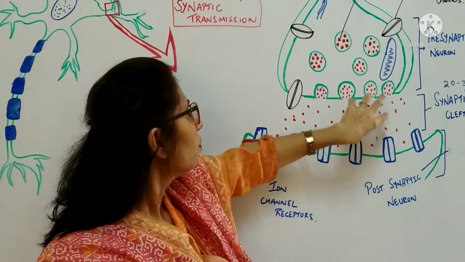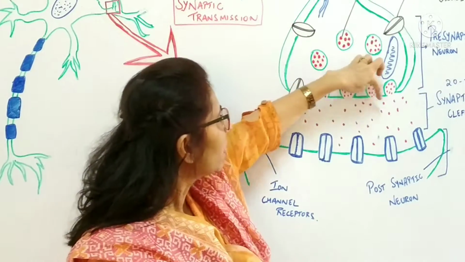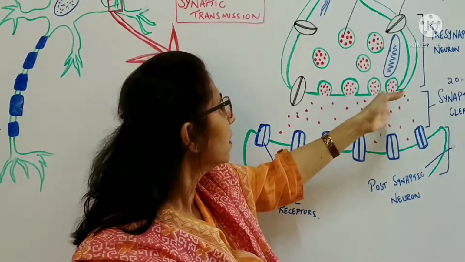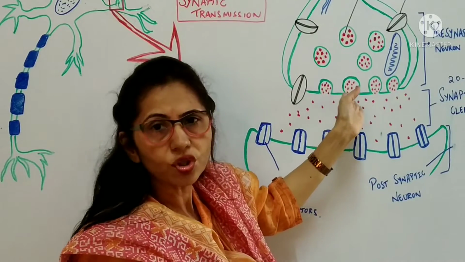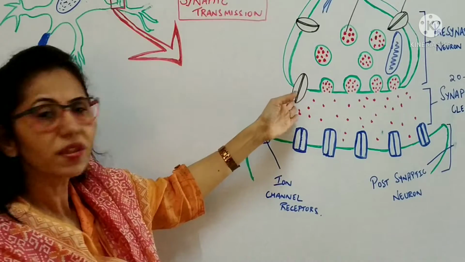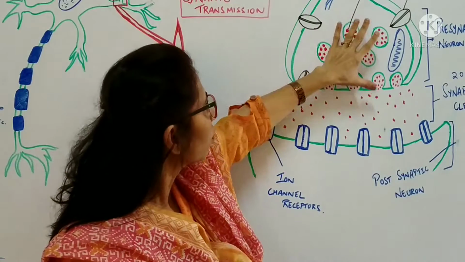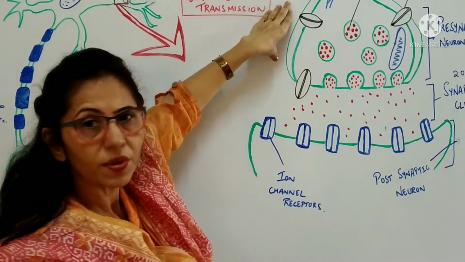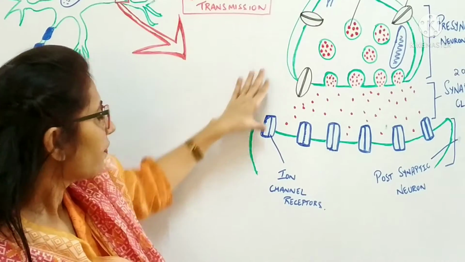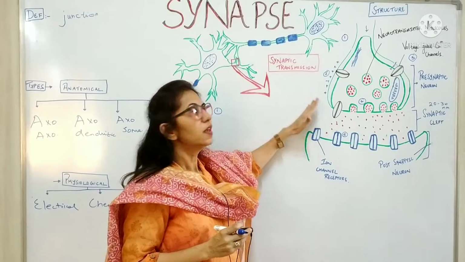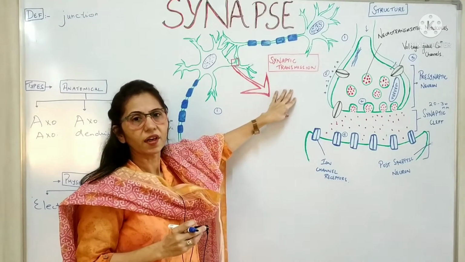The vesicles which release a neurotransmitter can be taken back and recycled via the various mechanisms which we will study later, and can reuse the neurotransmitter, or sometimes the neurotransmitter can diffuse into the extracellular fluid. So this is the structure of the synapse, which includes the presynaptic neuron, the synaptic cleft and the postsynaptic neuron. So we have seen the structure of the synapse. Now we will talk about the synaptic transmission.